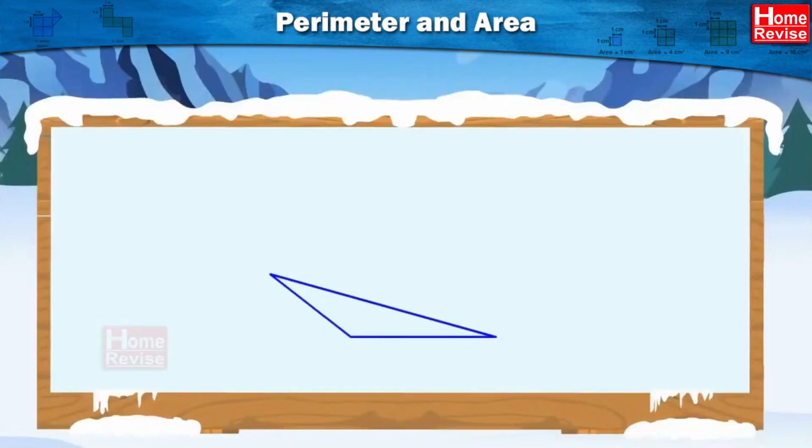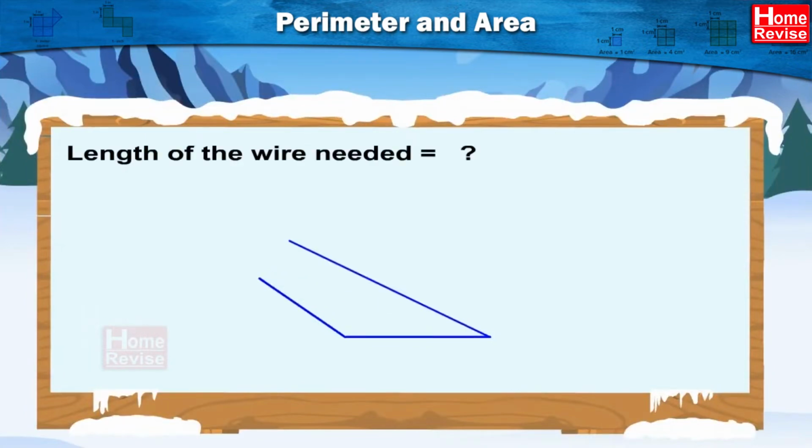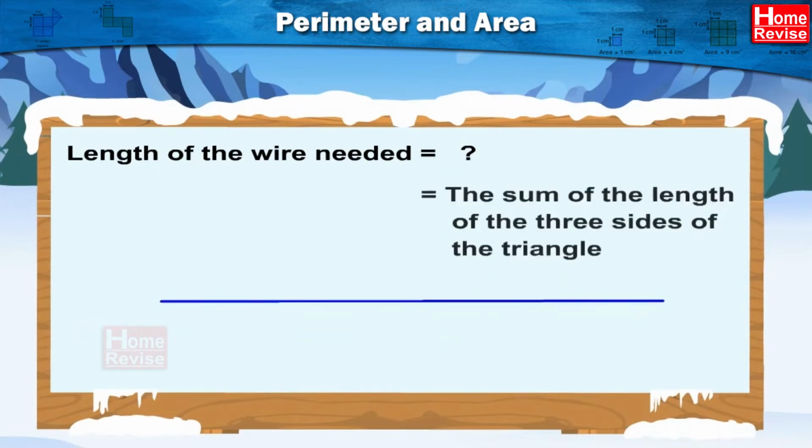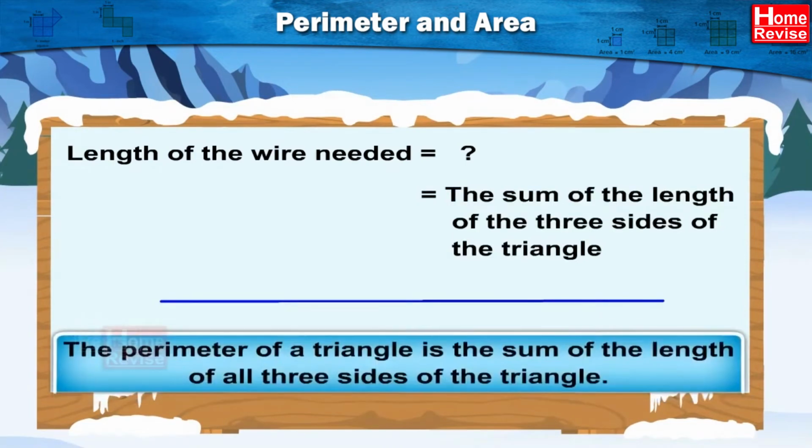This is a triangle made of wire. To find out the length of the wire needed to make it, we will straighten out the wire and measure its length. This length will be the sum of the lengths of the three sides of the triangle. The perimeter of a triangle is the sum of the lengths of all three sides of the triangle.